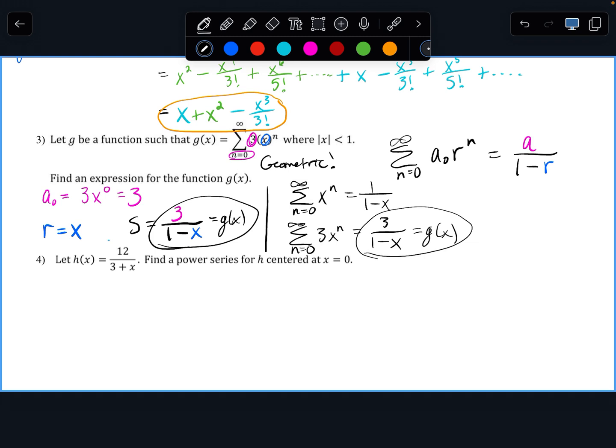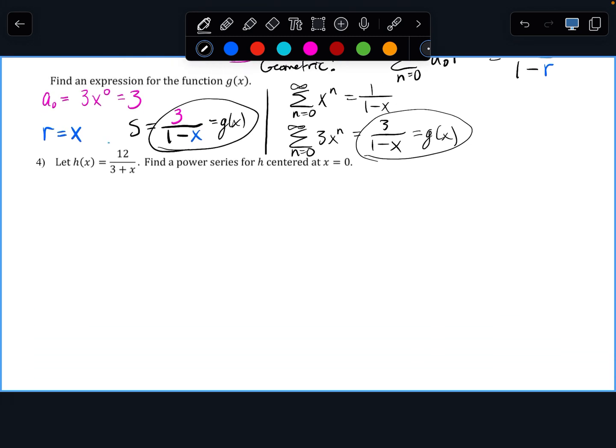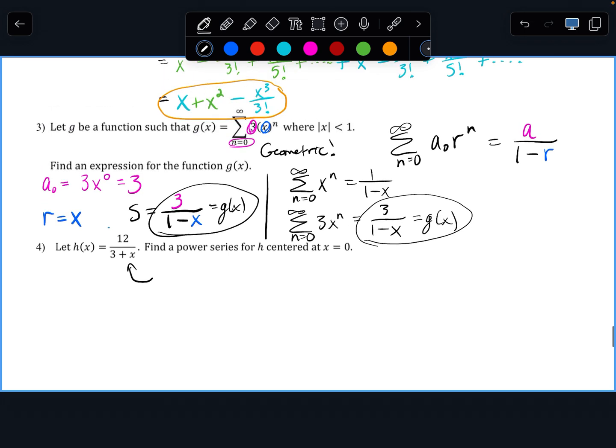Because for here, let h of x be 12 over 3 plus x. Find the power series for h centered at x equals 0. So what you want to notice here is it's very close to looking geometric. Do you see what I mean? It looks like this formula, kind of. It's still far off, because 12 would be fine, but there's not a 1, and it's a plus. But I could force it to make it look geometric-y.